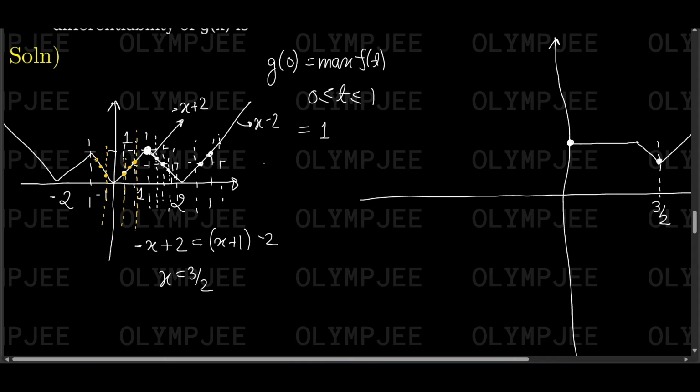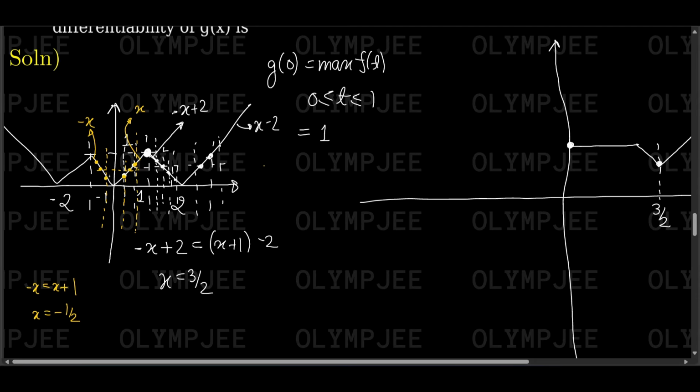So the graph of this line was minus x and this was x. So minus x is equal to x plus 1, which means that x is equal to minus half. So till minus half, this would have the x plus 1 value here, right? So this portion will be the maximum value for x from 0 to minus half. So this line we have to draw here. And after that, this line becomes the maximum line after minus half.